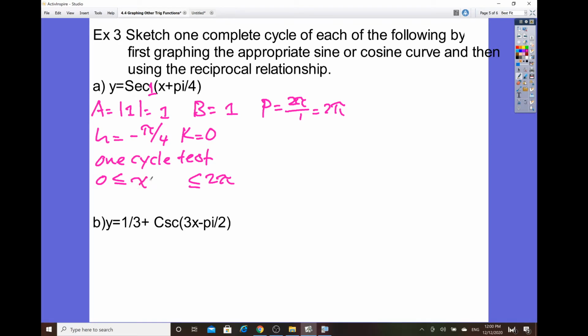Then x plus pi over 4. Subtract pi over 4 from both sides, so we get negative pi over 4 is less than or equal to x is less than or equal to 2 pi minus pi over 4, which would be 7 pi over 4.